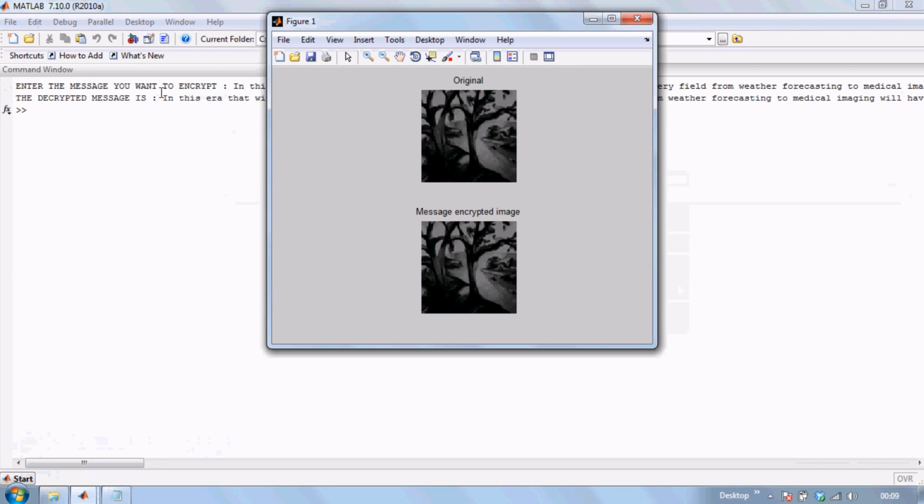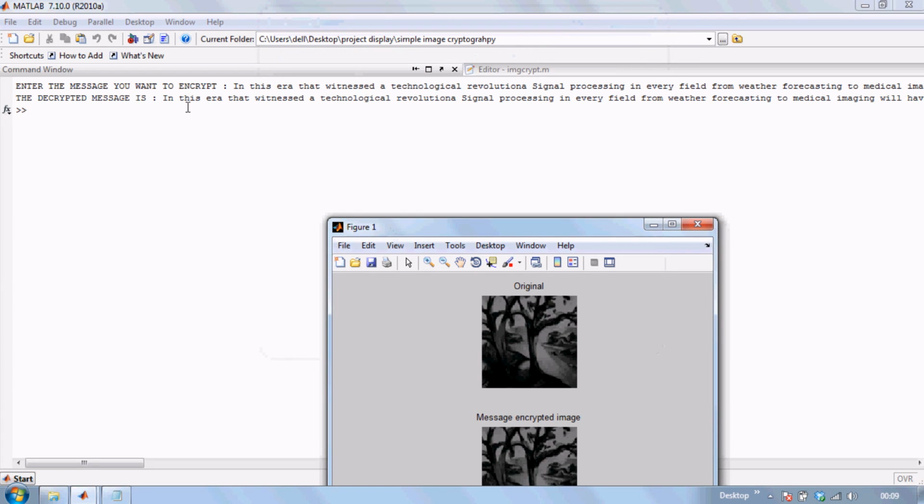So this is the message which I'm going to encrypt. This is my image, and this is the image encrypted with the message. That is, in this image I've actually encrypted this. If you transmit this image, then someone else will be able to recover the message. So this is the decrypted message.